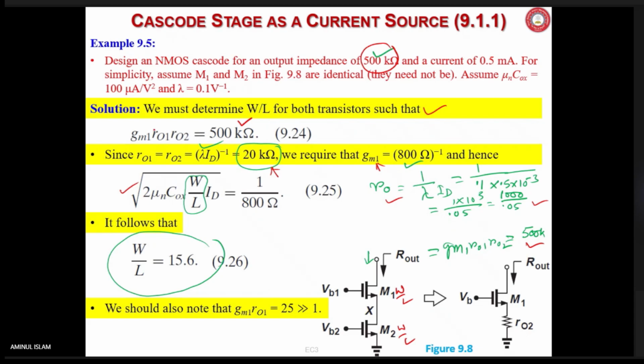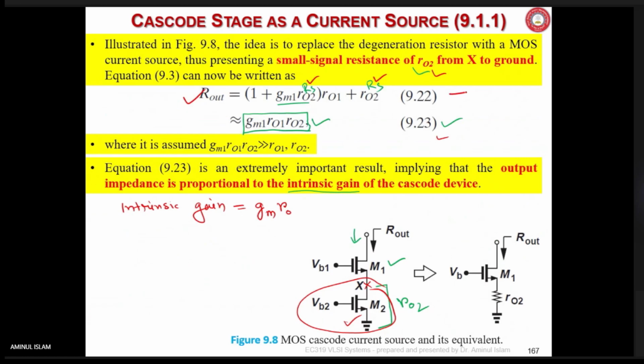See, this equation we have seen here, these equations we already derived during CS with source degeneration, that is RS. Okay. Now in place of RS, what are you writing? This is basically a CS amplifier with RS. This is nothing but RS. So in place of RS you are putting RO2, right? RO2 is nothing but RS in that equation, which was derived earlier.